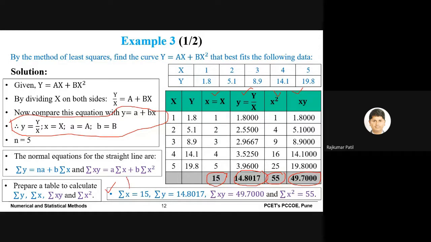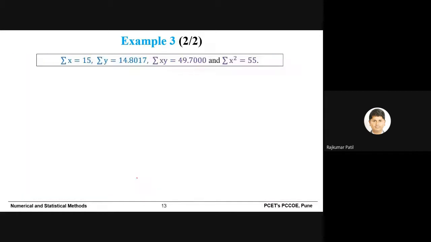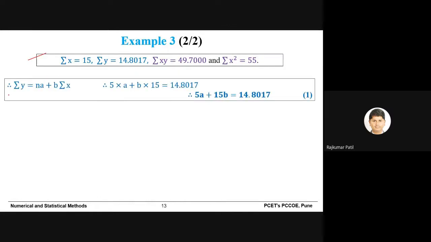Now put all these values in normal equations. So these are the values. Then put these values in the first normal equation, where summation y is 14.8017, n is 5, a and b are constant unknowns, and summation x is 15. Upon simplification, you will get 5a plus 15b equals 14.8017, that is called equation number 1.